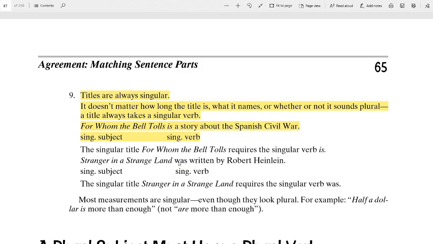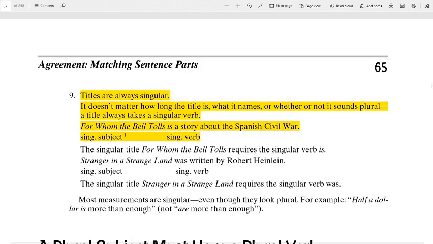It should be treated as singular. So Arabian Nights is my favorite TV show, or Gulliver's Travels is my favorite book, favorite novel. Here, For Whom the Bell Tolls, tolls is plural. The title is referring to something plural, but it should be treated as singular. Okay. So that is a story about the Spanish Civil War, not "are the stories about the Spanish Civil War."